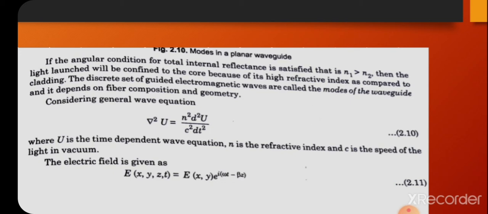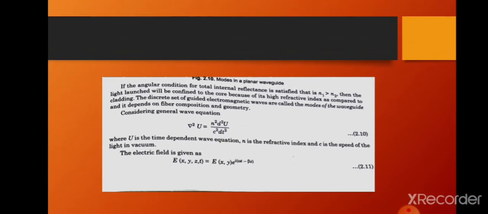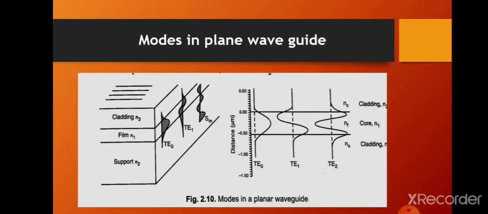Consider the general wave equation, which can be represented as del square u is equal to n square d square u divided by c square dt square. These are equations that you have to learn by heart. This is the general wave equation that we obtained from Maxwell's equations, where u is a time dependent wave function, n is the refractive index, and c is the speed of light in vacuum. And by Maxwell's concepts, the electric field can be represented as E of x, y, z and t, equal to E of x comma y into e raised to j omega t minus beta z.